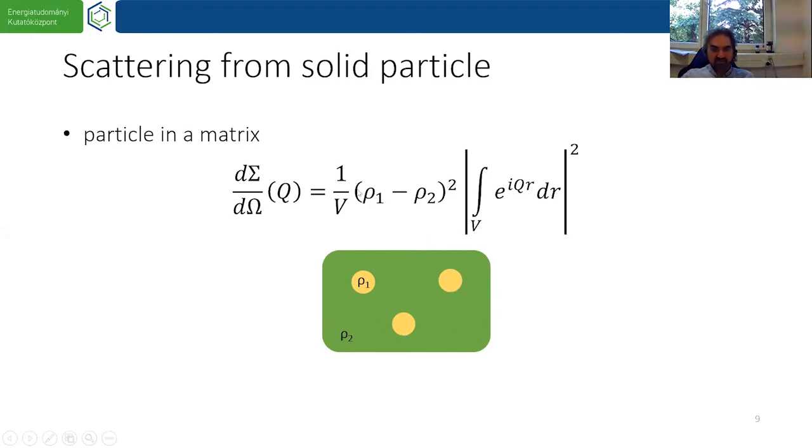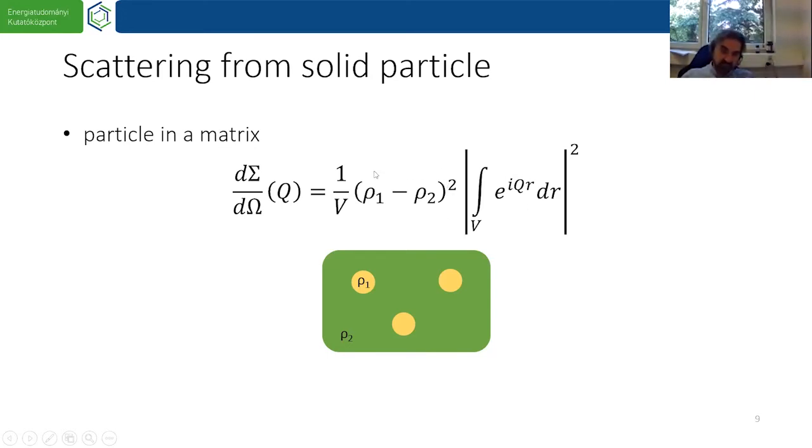So in all these cases, we can construct the scattering intensity. This is called the macroscopic cross section, the sigma, and this can be taken as an integral of the scattering vector. Here is the scattering vector, and this is the distance between the scattering centers. So if we take this integral, then we come up with some formula which will tell us the shape of the scattering picture.